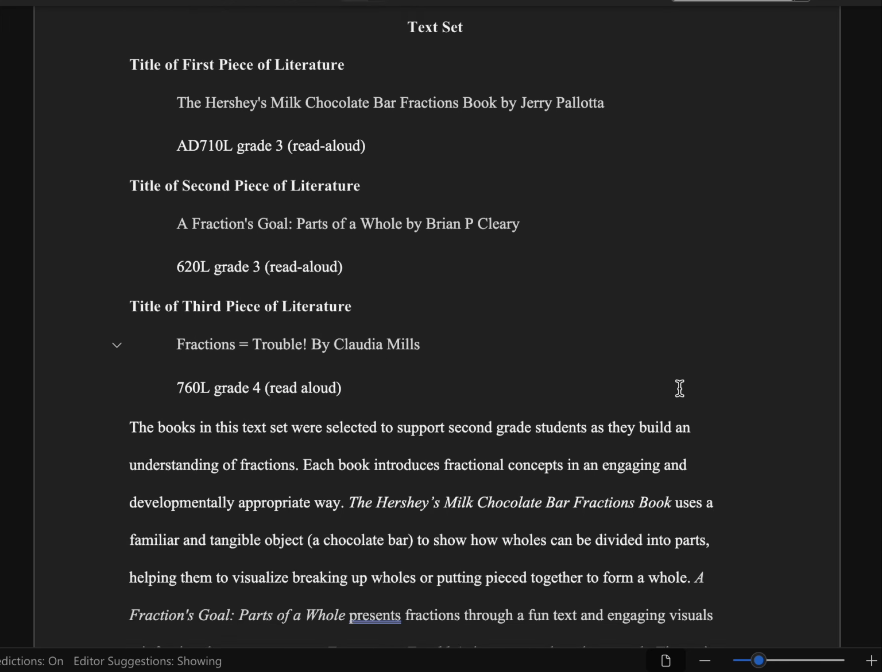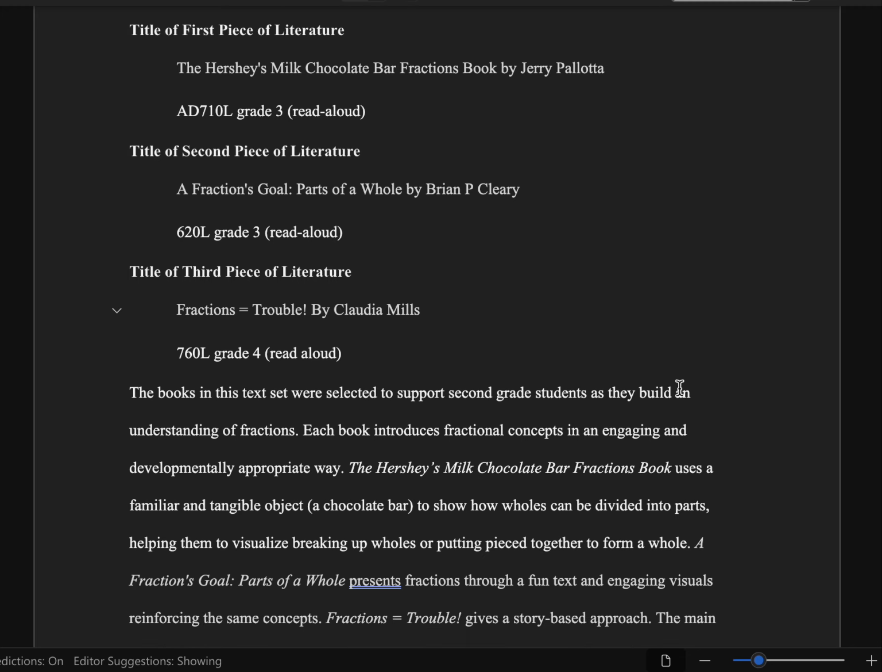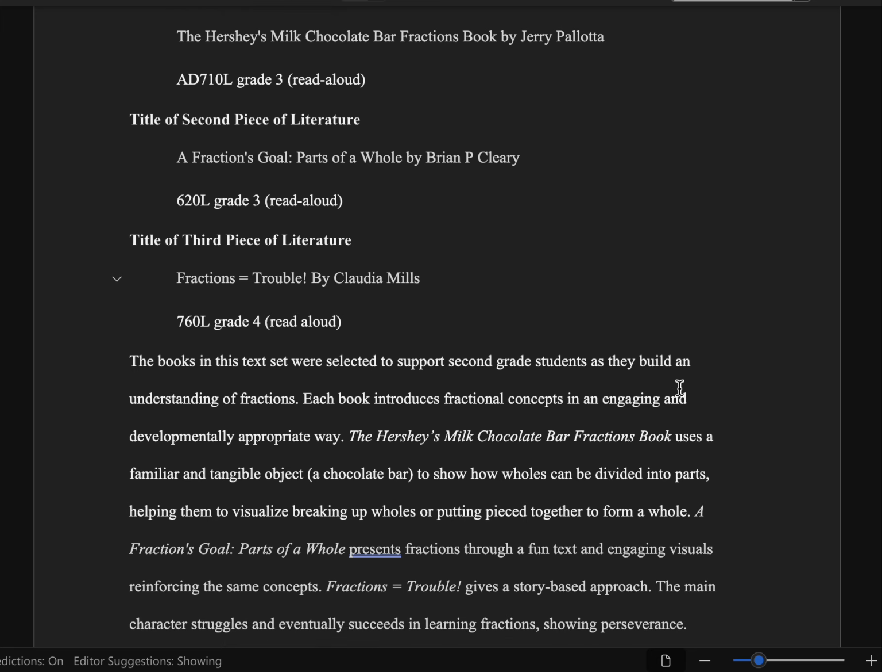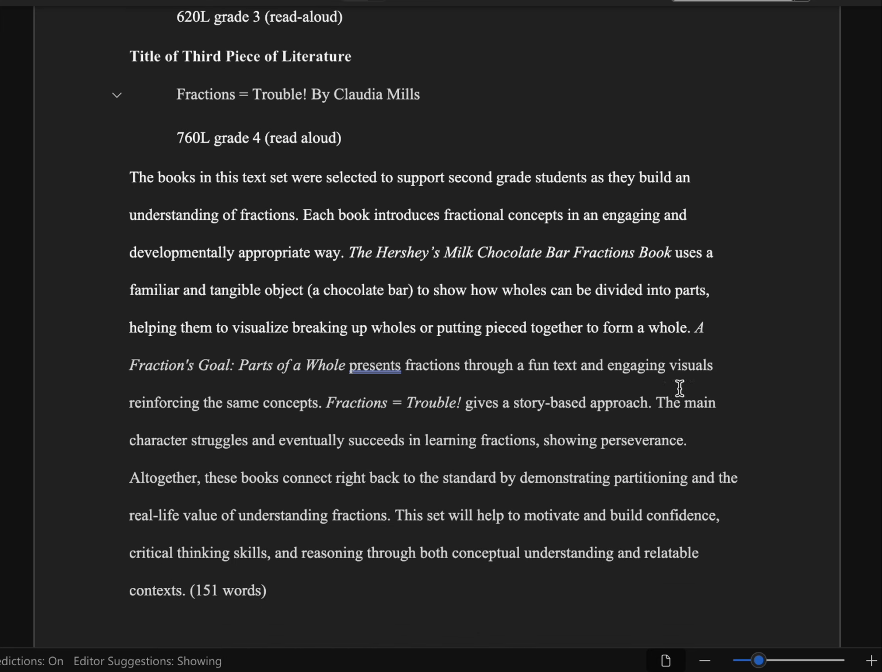For the text set, the 3 books we picked were the Hershey's Milk Chocolate Bar Fractions book by Jerry Pallotta, A Fractions Goal, Parts of a Whole by Brian P. Cleary, and Fractions Equal Trouble by Claudia Mills. All of these are a bit higher on the Lexile rating, so they would each be used as a read aloud, and one of them is used in our lesson plan.